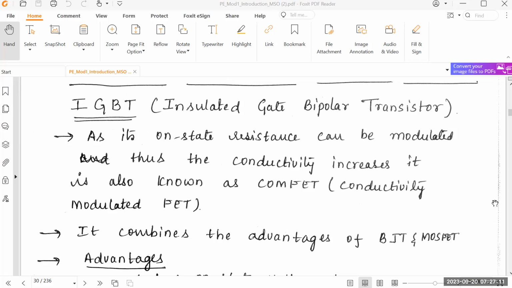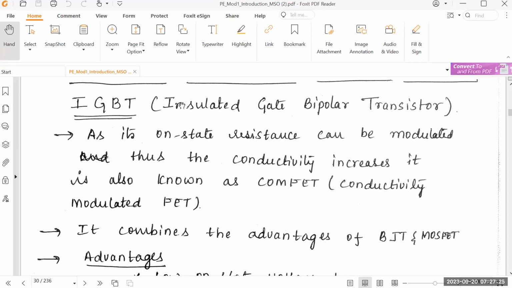Here in this part of the concept of power electronics, today we'll try to study about the IGBT. As we have discussed earlier, what is an IGBT? It is an insulated gate bipolar transistor, right?